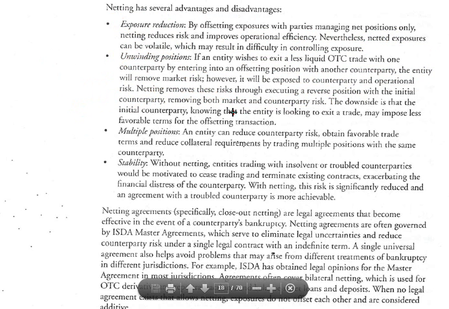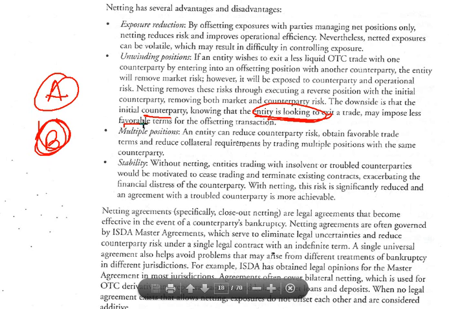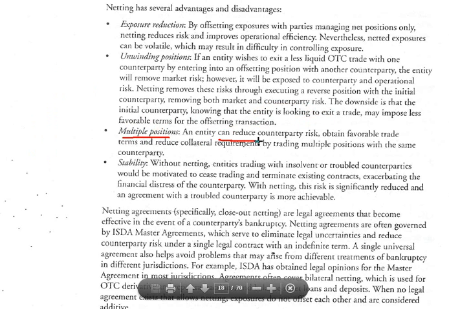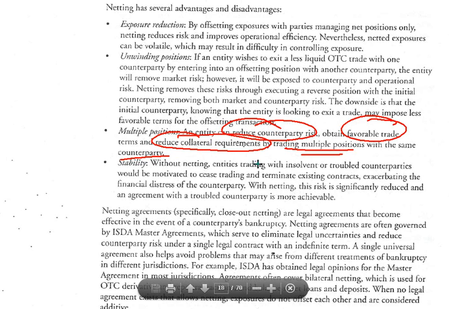The downside is that the initial counterparty, knowing that the entity is looking to exit the trade, may impose less favorable terms for offsetting the transaction. This may happen. Then you have multiple position. An entity can reduce counterparty risk, obtain favorable trade terms and reduce collateral requirements by trading multiple position with the same counterparty. So it can reduce counterparty risk and can get favorable terms. It can reduce collateral requirements by trading multiple position.